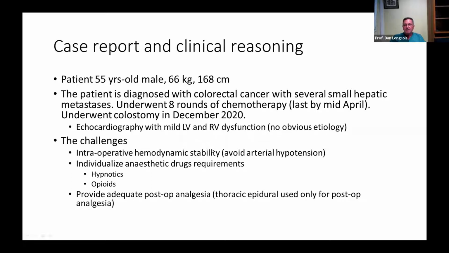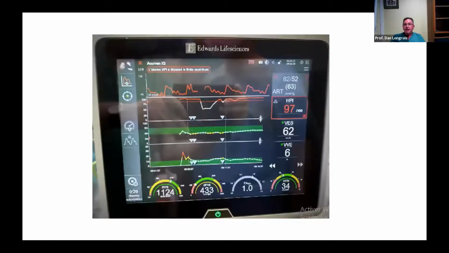So the challenges were intraoperative hemodynamic stability, avoiding arterial hypotension, and then individualized anesthetic drug requirements, both on the hypnotics and the opioids. And then we decided to provide adequate postoperative analgesia. He had a thoracic epidural successfully inserted, tested, and used only for analgesia after recovery and emergence from anesthesia.